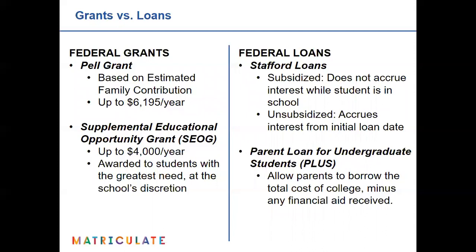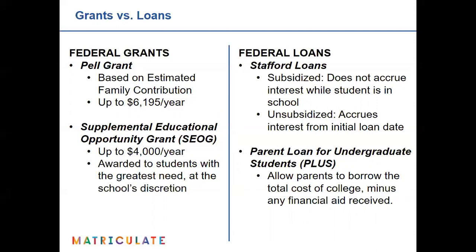In addition to that, there's also the Supplemental Educational Opportunity Grant, or the SEOG, and this can be up to $4,000 a year. This will be awarded to students with the greatest amount of financial need and will be given at the school's discretion. So those are the grants. That is money that doesn't have to be repaid, that is awarded to a student and doesn't have to be thought about twice. For federal loans, that is a little bit different.